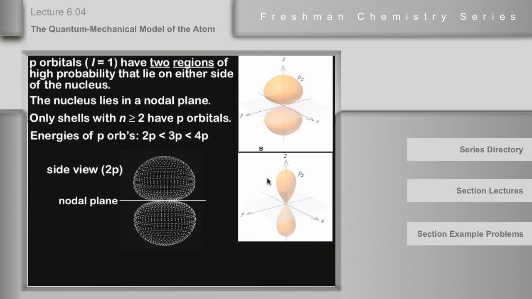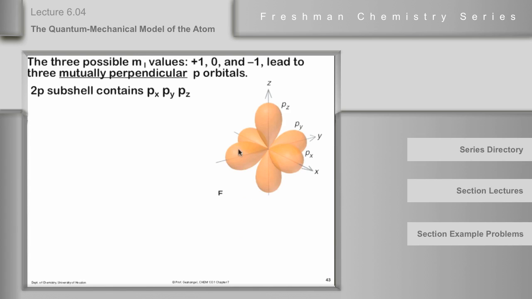If you take 3 of these together, you get something that looks like this. The pz, the py, and the px follow the respective Cartesian coordinate axes, as you can see here. The 2p subshell consists of the 3 orbitals for which m sub L is equal to +1, 0, and -1. You don't have to know which orbital corresponds to which value of m sub L.